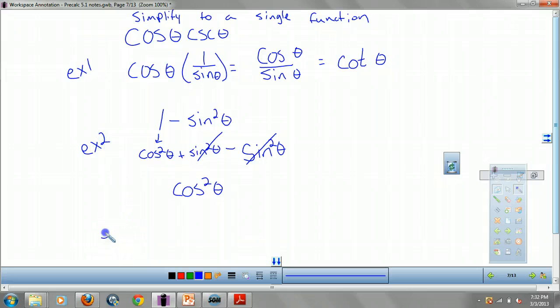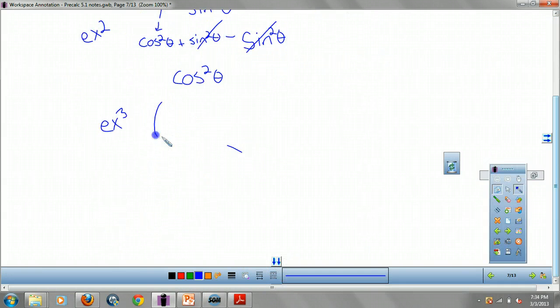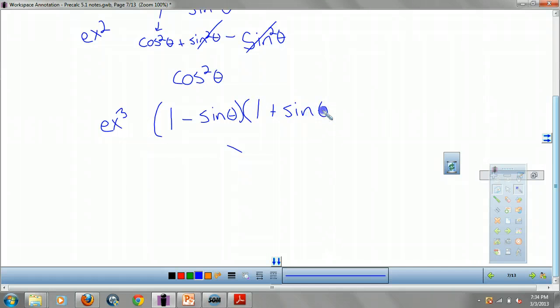Now I'm going to do one more example. It's kind of tough. In fact, I'm going to steal it from another worksheet. Okay. Last one, guys. Let's say I had 1 minus sine of theta times 1 plus sine of theta.